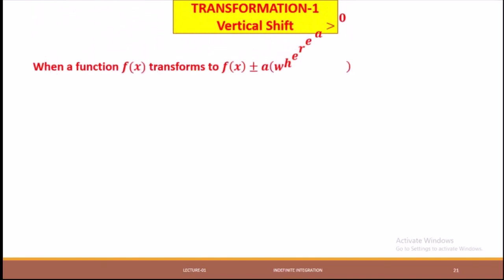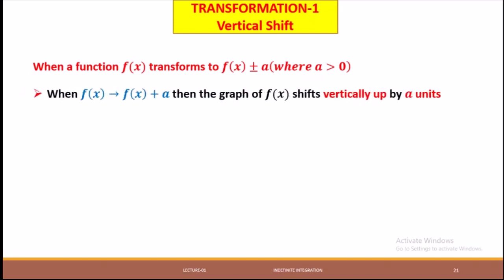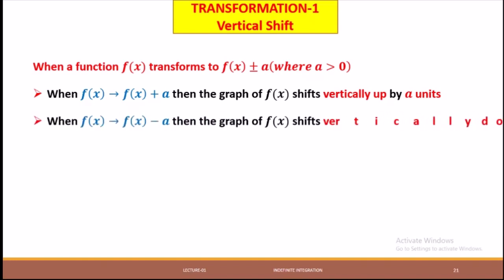So here is the statement: when a function f of x transforms to f of x plus or minus a, where a is greater than 0, then the graph of f of x shifts vertically upwards or vertically downwards. Let us see when the graph shifts vertically up, and when it shifts vertically down. When f of x transforms to f of x plus a, then the graph of f of x shifts vertically up by a units. When f of x transforms to f of x minus a, then the graph of f of x shifts vertically down by a units. Let us understand graphically these two statements.